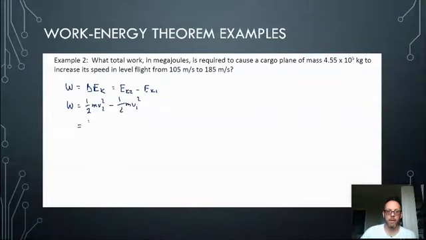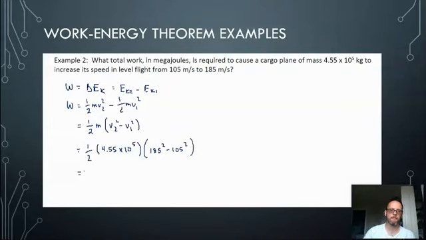So we're ready to calculate. We can make our calculation a bit quicker if we factor out 1/2 and m and just do v2 squared minus v1 squared. Maybe a little bit less calculation, but we're basically just plugging and playing. The mass is 4.55 times 10 to the 5, and then we have v2, 185 squared minus 105 squared. Let's see what we get: 1/2 times 4.55 times 10 to the 5, times 185 squared minus 105 squared.